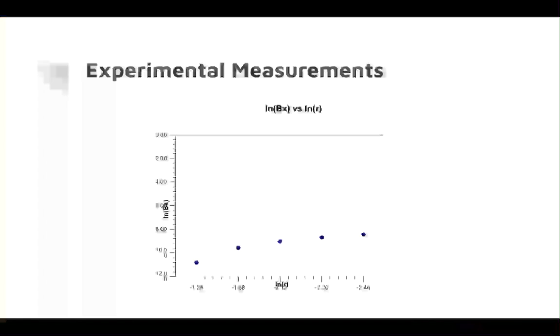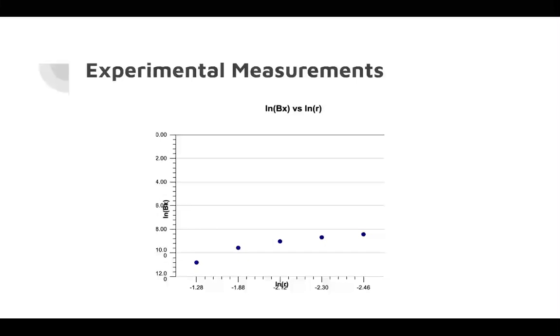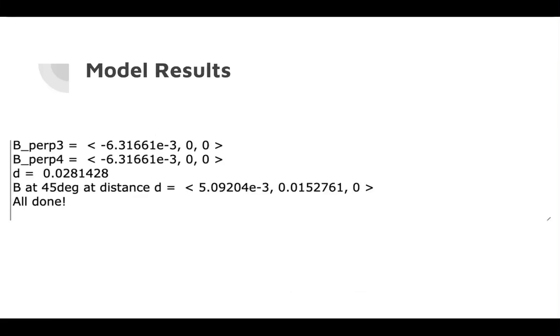So the results of this lab: here you can see the experimental measurements. These data points are slightly off. It's supposed to be decreasing linearly. This graph is taking the natural log of the magnetic field and putting it against the natural log of the distance. And this is helping us determine the distance dependence, showing our data measured from the magnetometer and our distances that were collected.